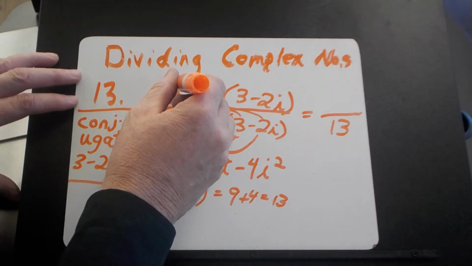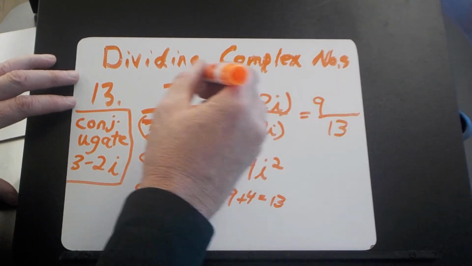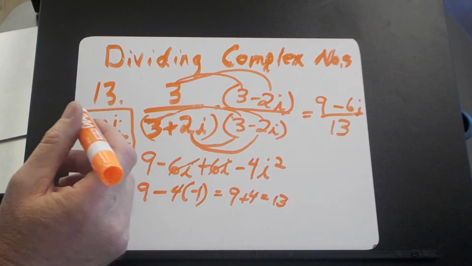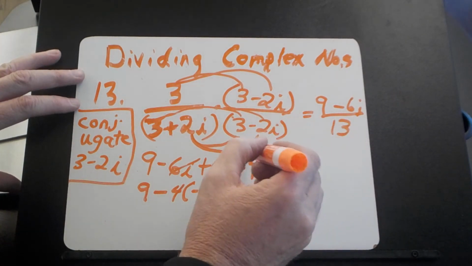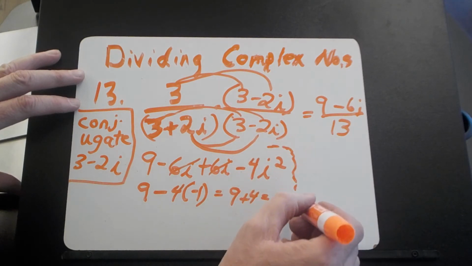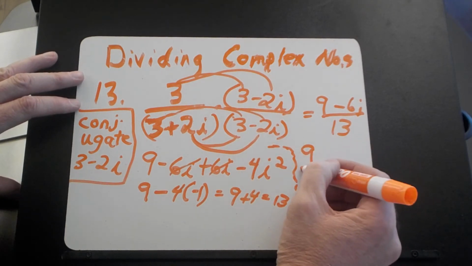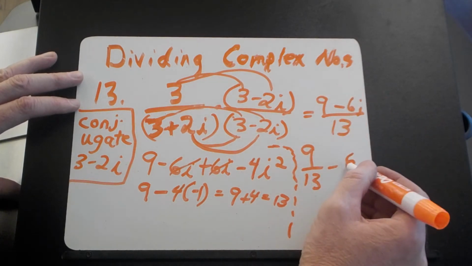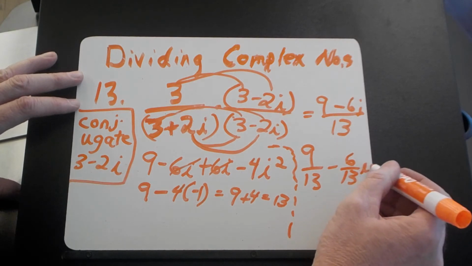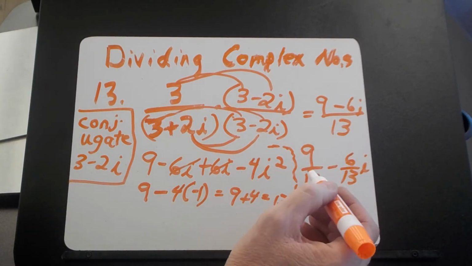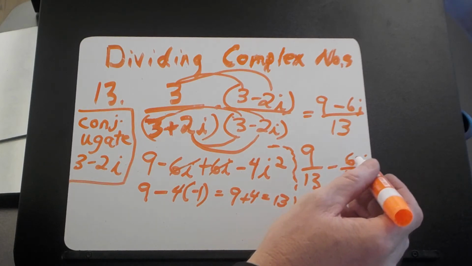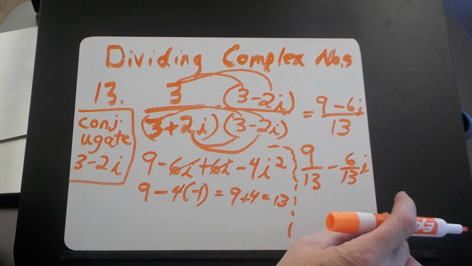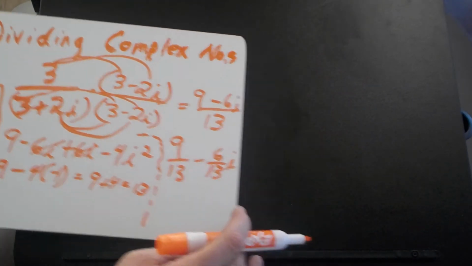And then if we use the distributive property, 3 times 3 is 9. 3 times negative 2i is negative 6i. I'm going to section off this work a little bit and write my final answer as 9/13 minus, I'll put both parts of the numerator over 13, minus 6/13i. My real part is 9/13, and my imaginary part is negative 6/13. So 9/13 minus 6/13i is what that one turns out to be.